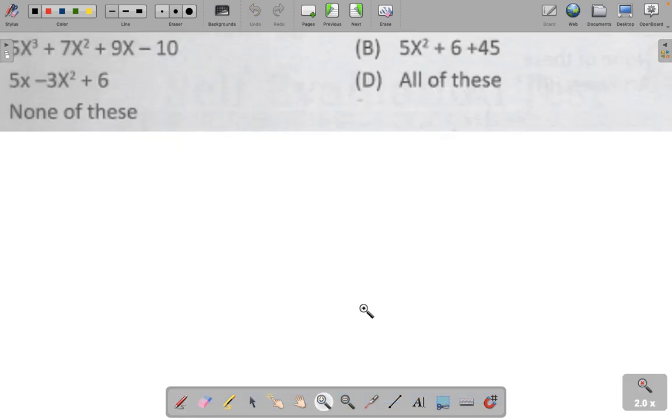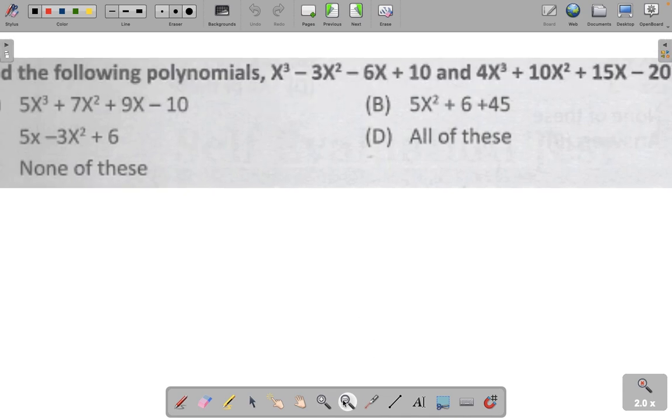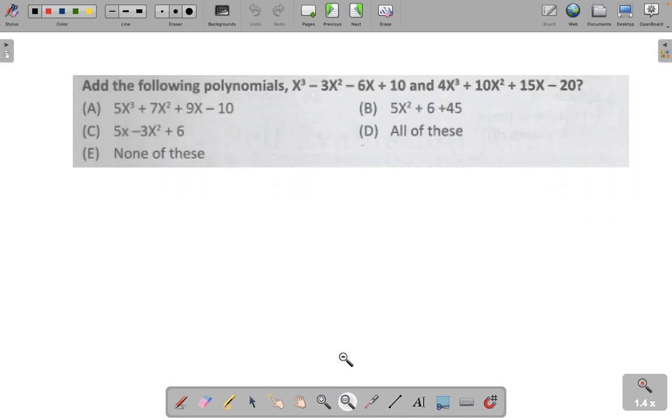Okay, so we have a question. Can anyone tell me the answer to this question? I hope this is visible to everyone. Sir, the answer is option A. Okay. Anyone else is able to get option A as the answer?